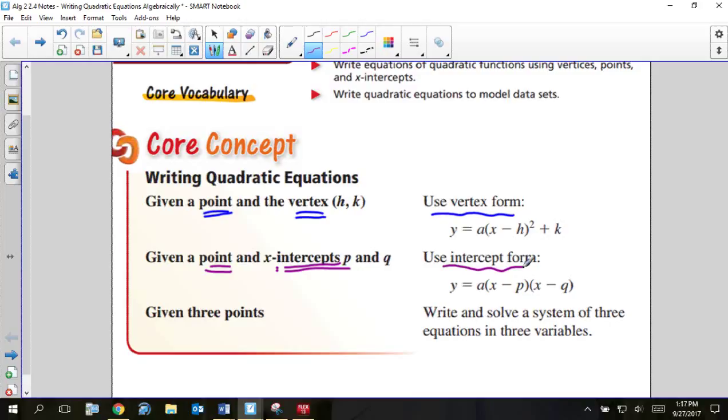Okay? Does that make sense? If you're given the vertex, use vertex form. If you're given x-intercepts, use intercept form. And then the last one, if you are given 3 points and they are not the vertex and they are not the x-intercepts, then we're going to have to write and solve a system of 3 equations with 3 variables, which is why we practiced that for our assignment, because we're doing it again. All right?